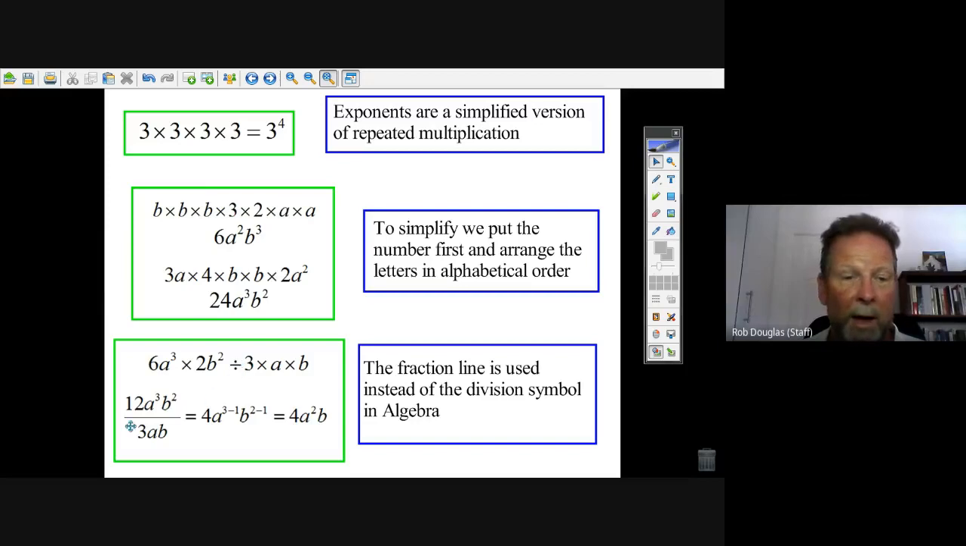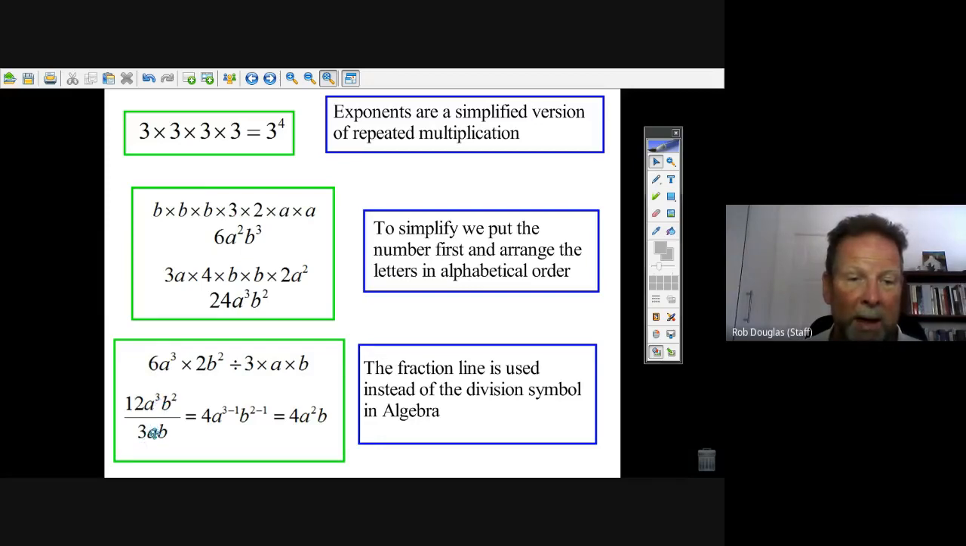Now, we don't use divide in algebra. Instead of the divide sign, we actually use a fraction line. So when you have 6a cubed times 2b squared, 6 times 2 is 12. a cubed b squared, you just write them next to each other. Instead of divide, we put a fraction line, and then we put this 3 times a times b, which is 3ab, underneath. Now we go 12 divided by 3. Well, that equals 4.